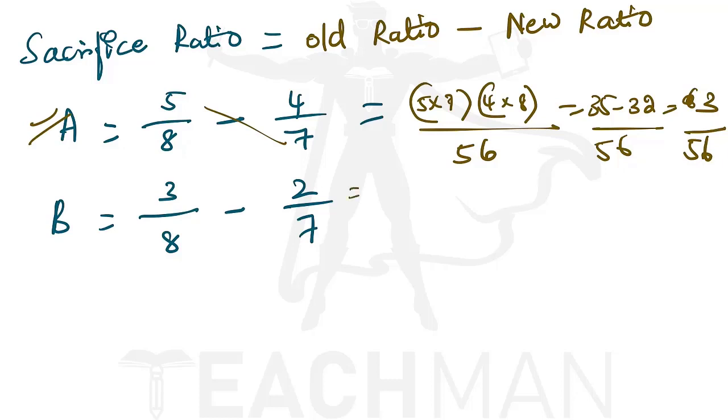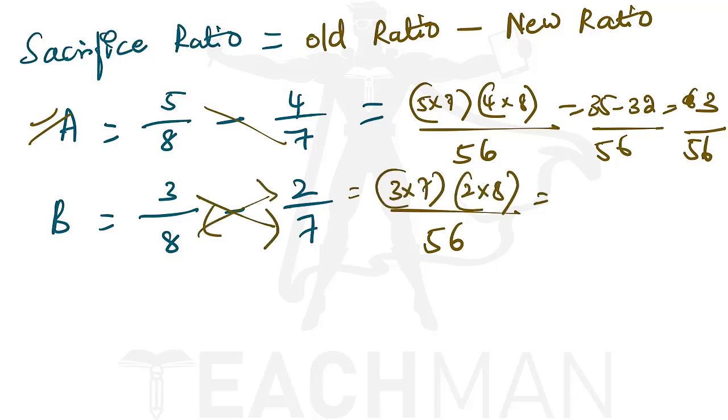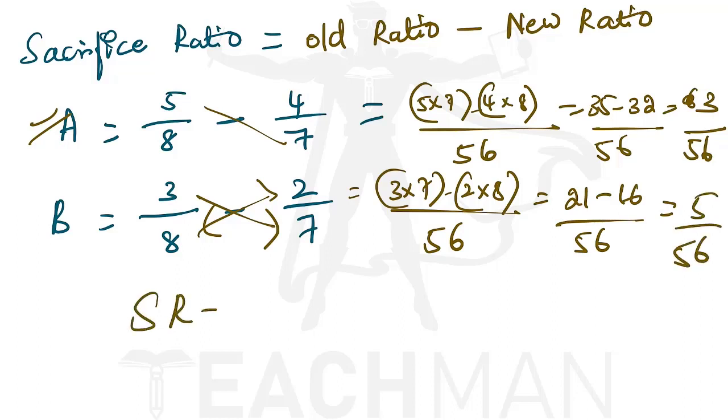Now in the same way, let us calculate for B. So 8 sevens are 56, 3 into 7 and 2 into 8. So 3 sevens are 21 minus 2 eights are 16, divided by 56. So 21 minus 16 is 5/56. So the sacrifice ratio will be 3:5.